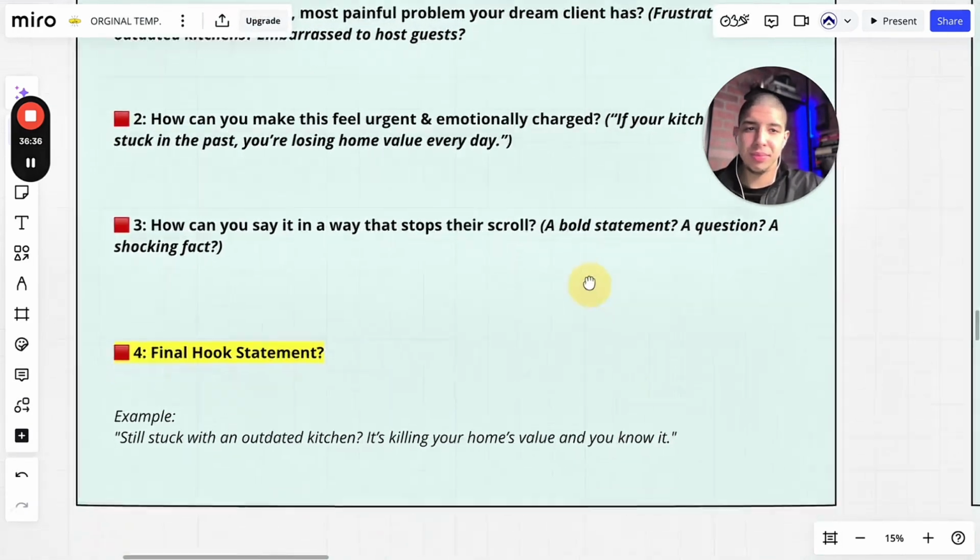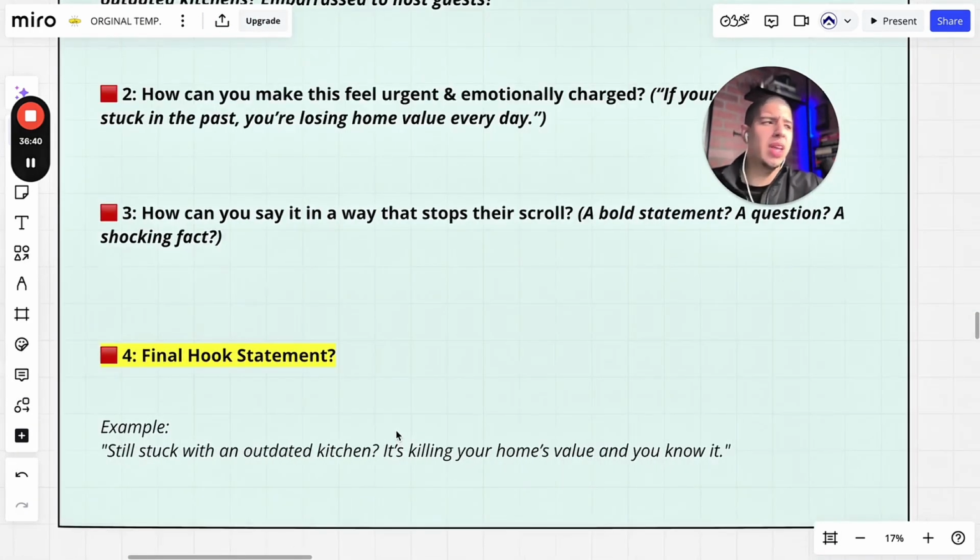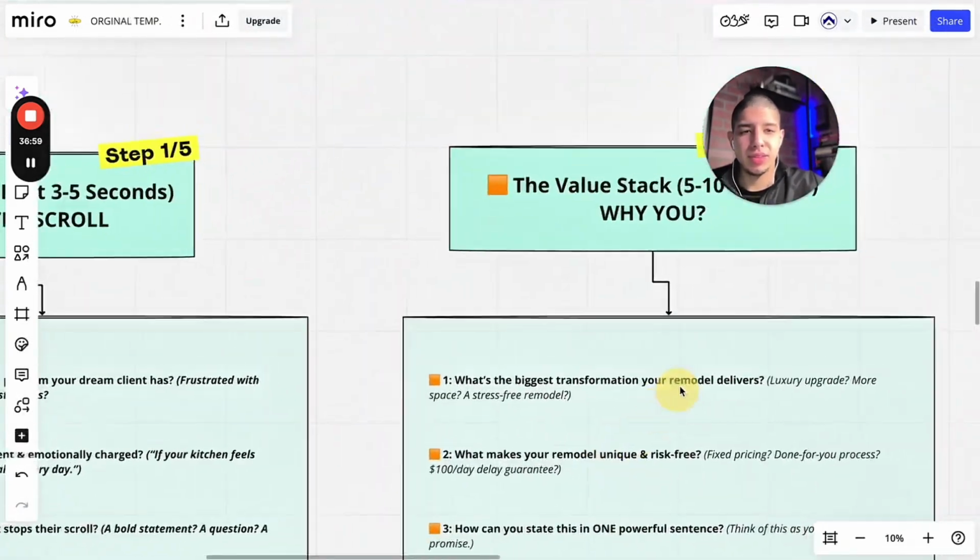Blah, blah. You could pull this up, right? Ask ChatGPT, what's a shocking fact that will inspire a homeowner to take action about an outdated kitchen? Bro, if you put in that prompt right now, you'd be surprised. Okay, now give me 20 more examples. Still stuck with an outdated kitchen? It's killing your home's value and you know it. Obviously, this is just too simple.